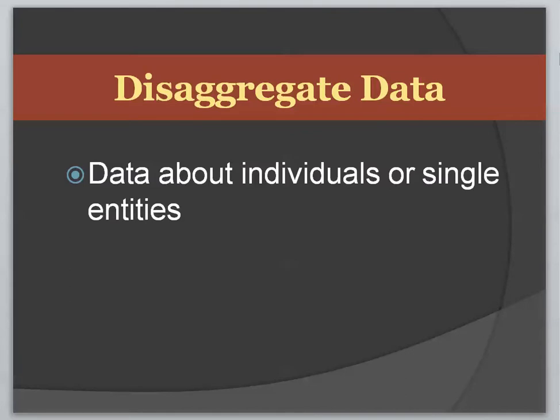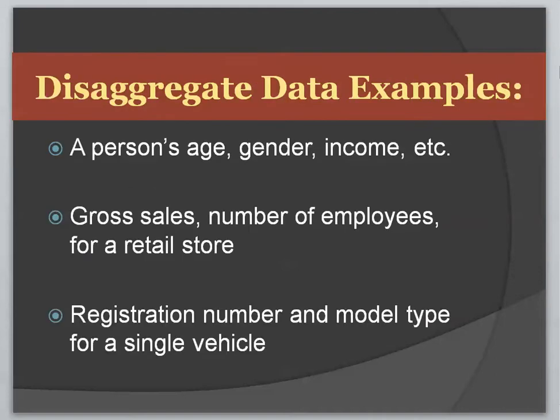Now, no matter what kind of attribute data you're going to be entering, let's see whether or not we can start to maybe create some more general categories of this data. Now, disaggregate data is about individuals or single entities. Looking at the definition here, you're looking at a single thing that you are going to be describing. Some of the examples presented: a person's age, gender, income, gross sales, number of employees for a retail store, registration number and model type for a single vehicle.